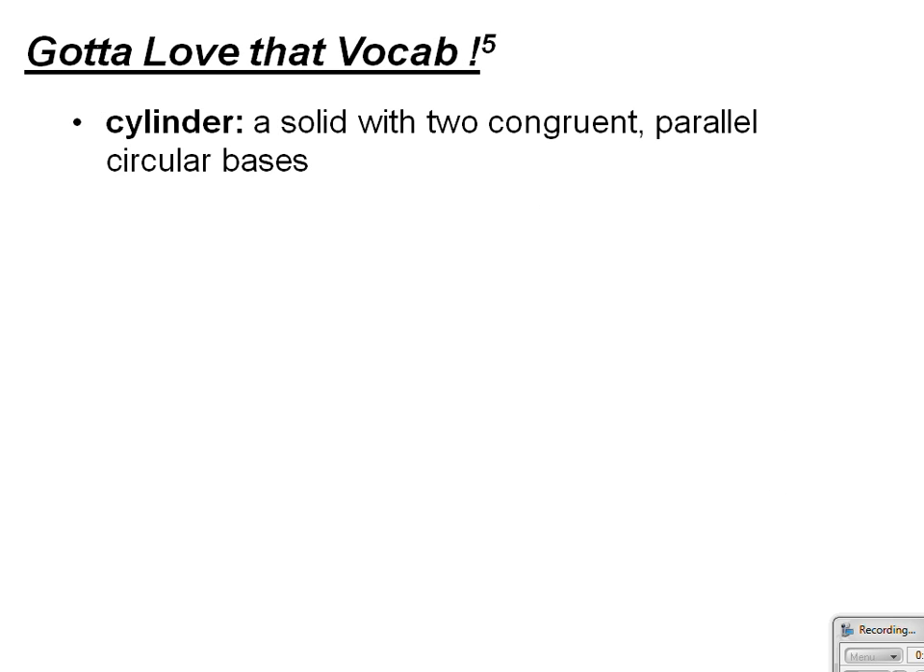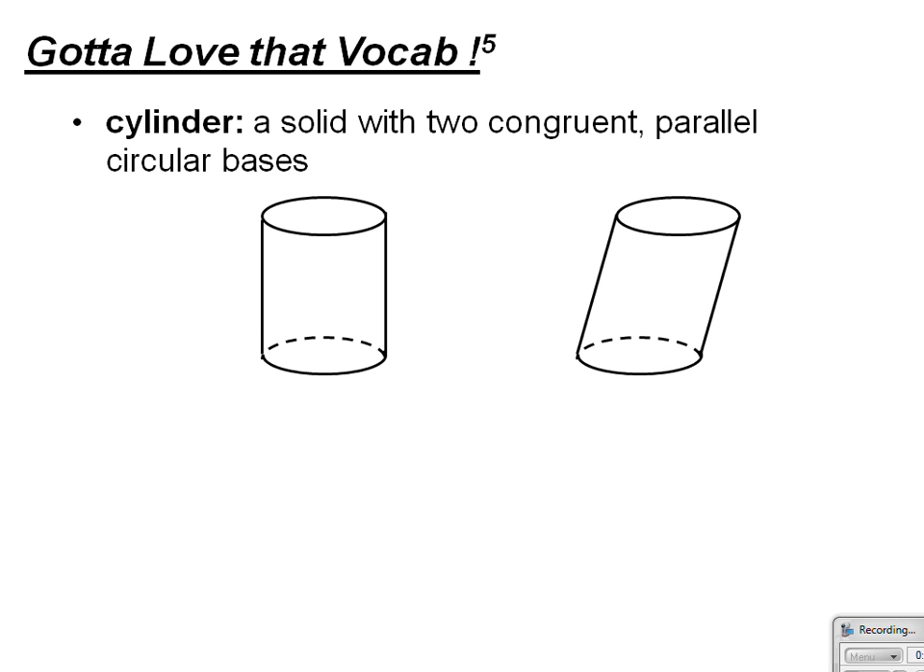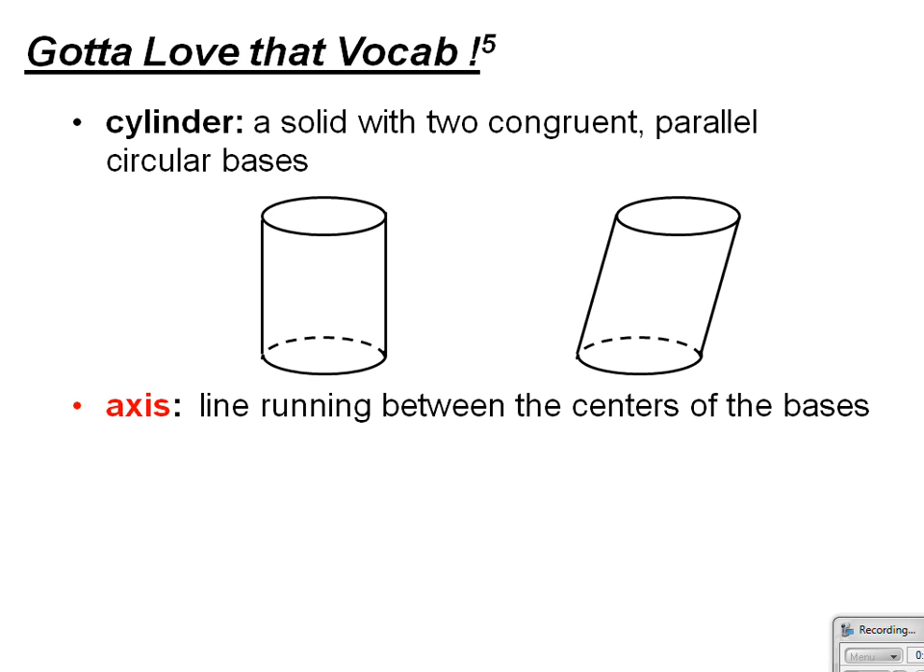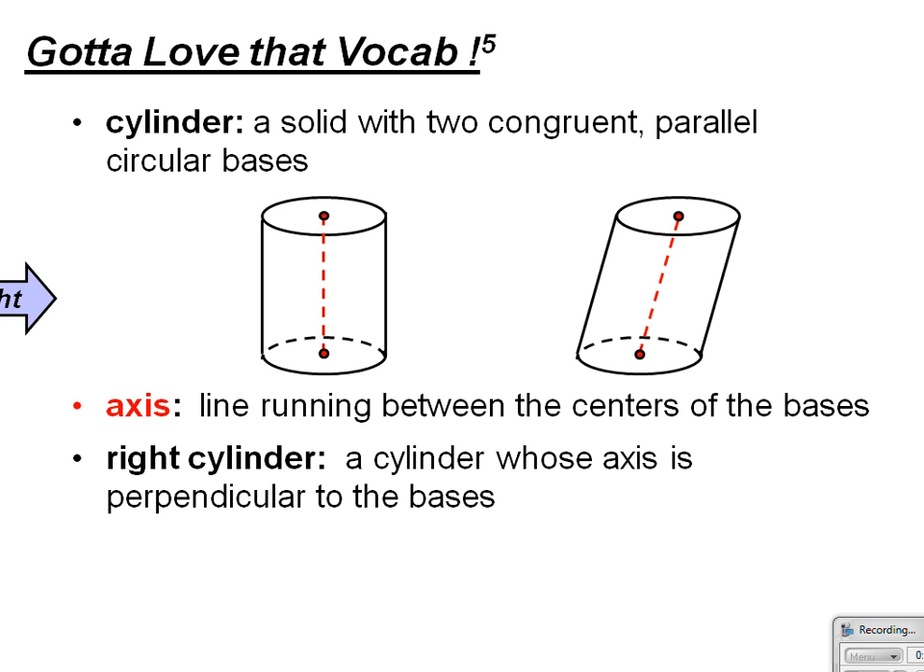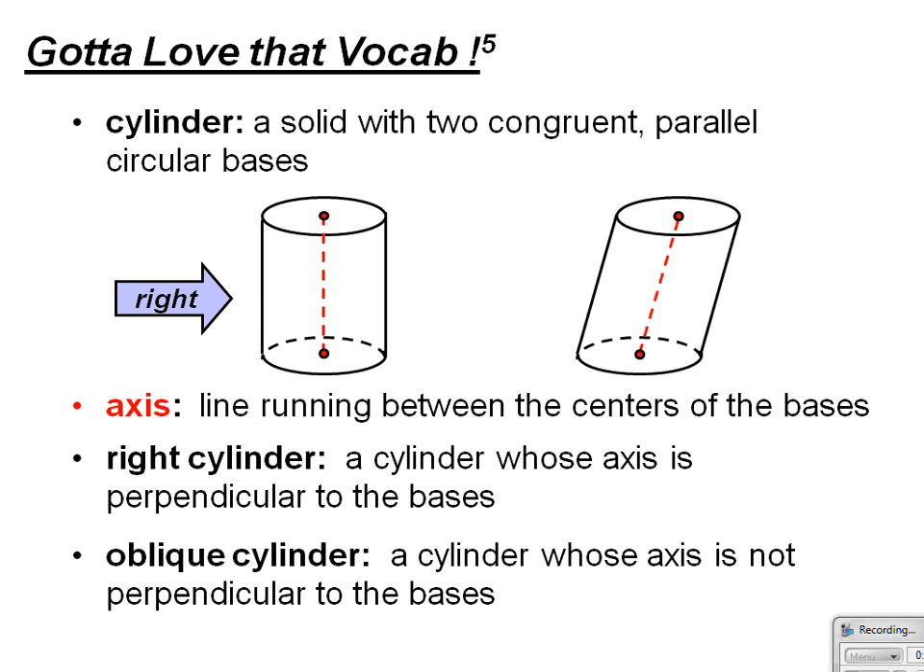And that vocabulary continues. Cylinders. Cylinders are solids with two congruent parallel circular bases. The equivalent of prisms, but with circles for bases instead of polygons. In cylinders, we have axes, and those are the lines running between the centers of the bases. And also cylinders, like prisms, can be right cylinders or could be oblique cylinders, depending upon whether or not the axis forms a right angle with the bases or does not form a right angle with the bases.